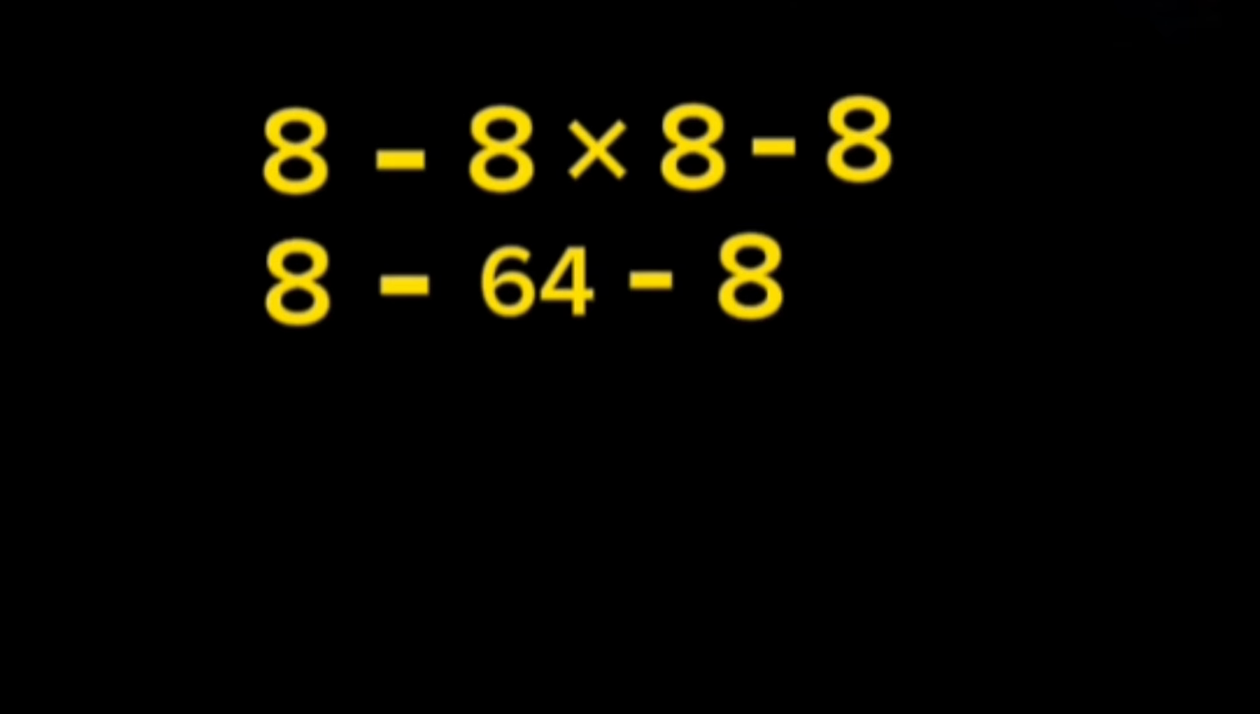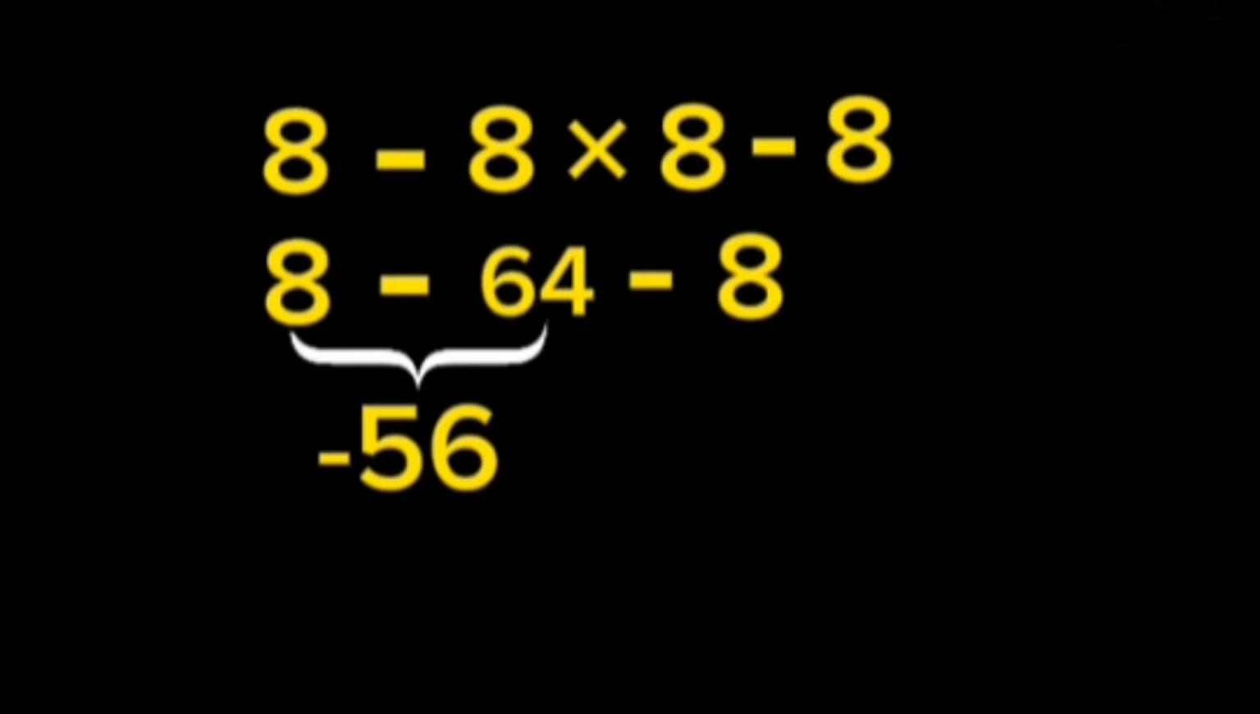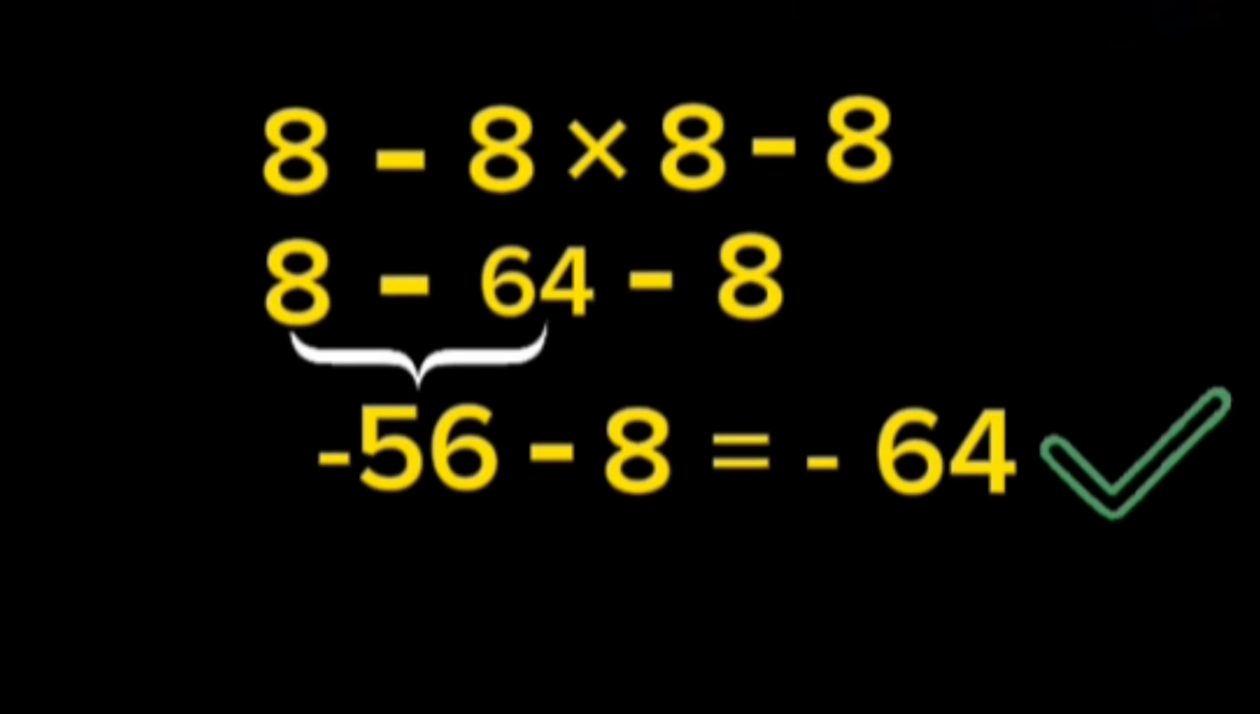Now that we only have subtraction left, we move from left to right. First 8 minus 64 gives us negative 56. Then negative 56 minus 8 gives us the final destination. The final absolute and only correct answer is negative 64. Not 0, not negative 8. Just pure logical negative 64.